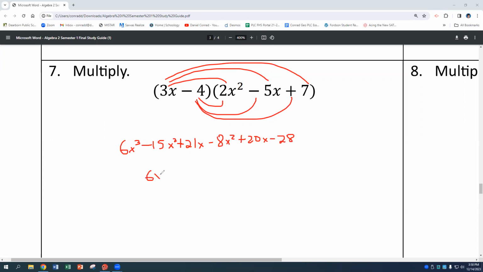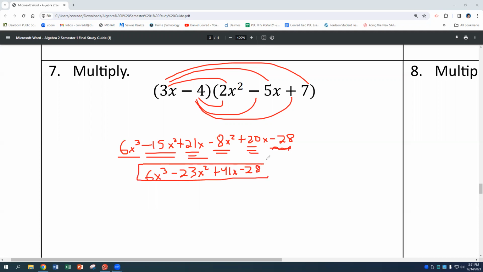Combine like terms, we got 6x to the third minus 23x squared plus 41x, and then minus 28. Okay, and there's our answer. There's our solution.